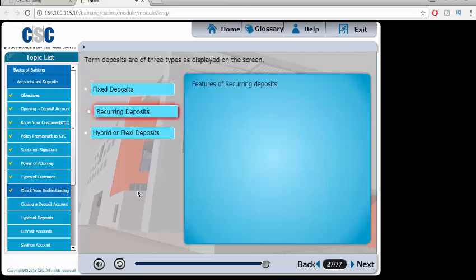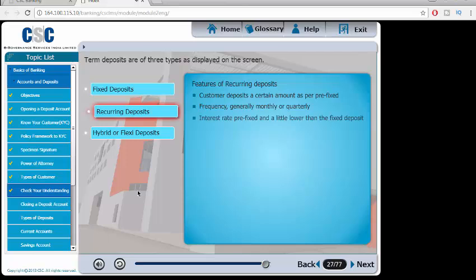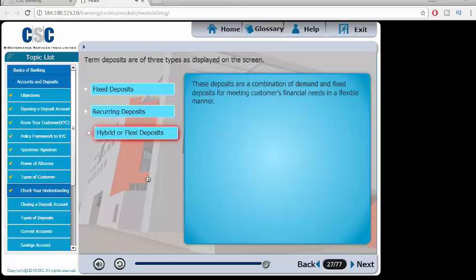The main features of recurring deposits are: the customer deposits a certain amount as per prefixed frequency, generally monthly or quarterly, for a specified period. The interest rate payable on recurring deposits. These deposits are a combination of demand and fixed deposits for meeting customers' financial needs in a flexible manner.